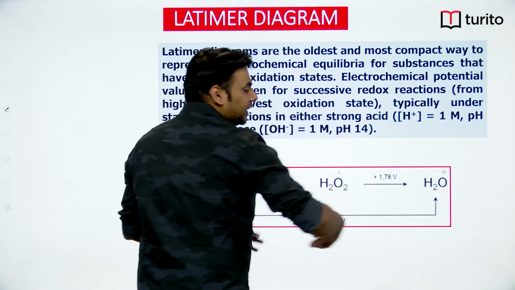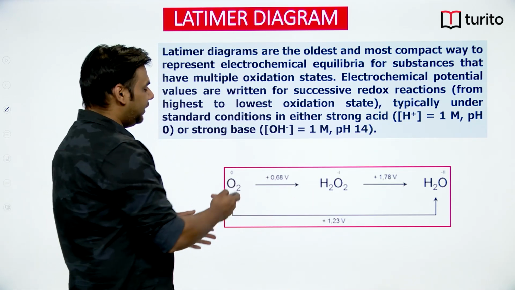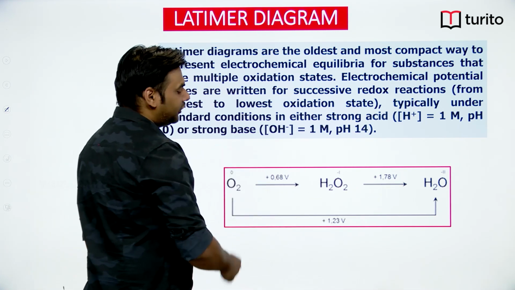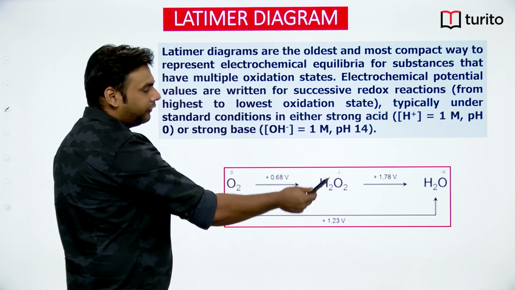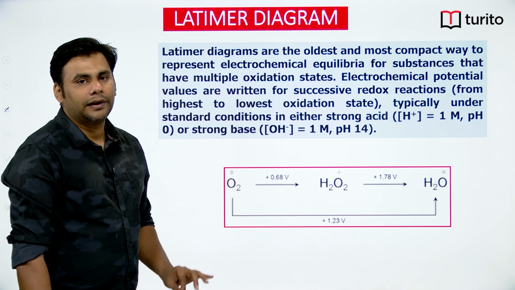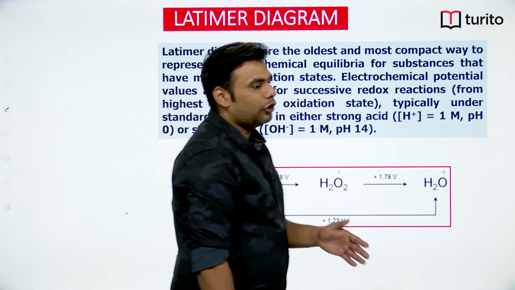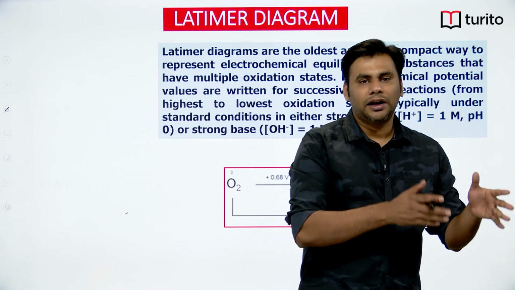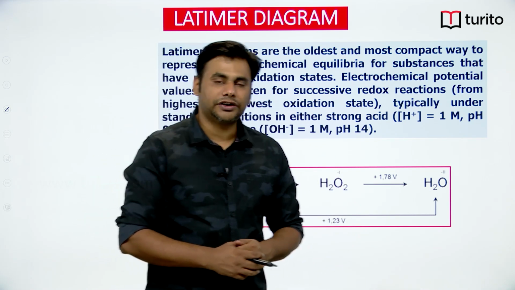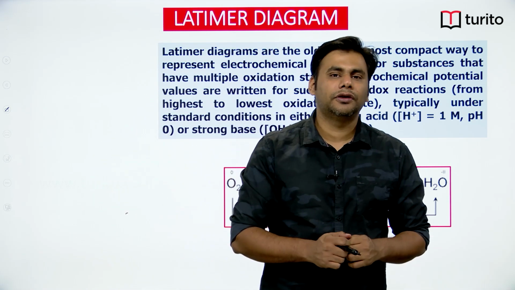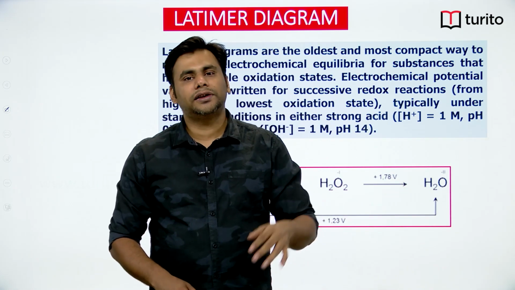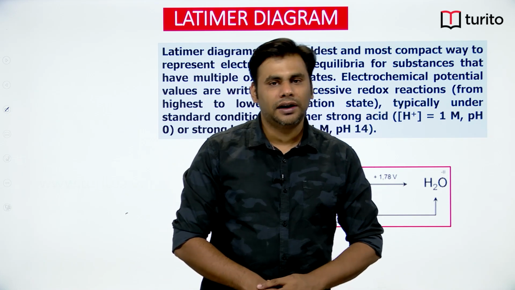So this diagram is basically your Latimer diagram. You can see that the different redox reactions happening, with the change in their oxidation state, are represented along with their standard reduction potential. In a Latimer diagram, we write different species that are getting converted into different species through a reduction or an oxidation reaction, and we write the EMF. So the diagram which has the different oxidation states of a metal along with its reduction potential is generally termed a Latimer diagram.